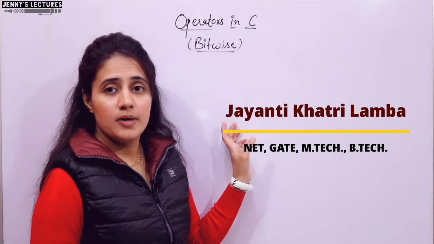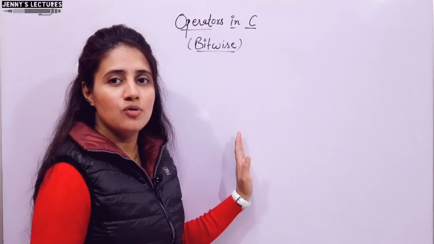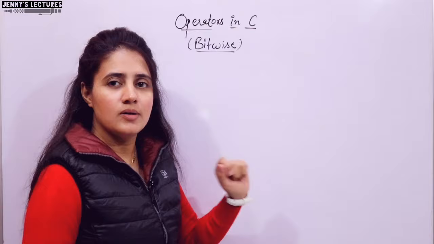After the discussion on these operators, I'll also be telling you a short trick. If in a program the bitwise operators are given and you are supposed to tell the output, then by using that short trick, you can directly tell the output of that code. Everything we'll be discussing in this video now.